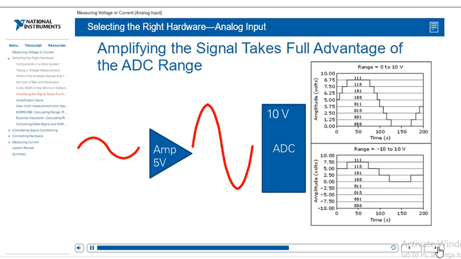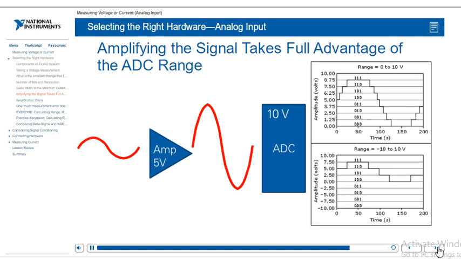Now let's consider a sine wave with a range of -6 to 6 volts with the same ADC range of -10 to 10 volts. So we can no longer apply an amplification of 5 because our sine wave would have a range of -30 to 30 volts, which exceeds our ADC range. So the only amplification we can apply is a 1.